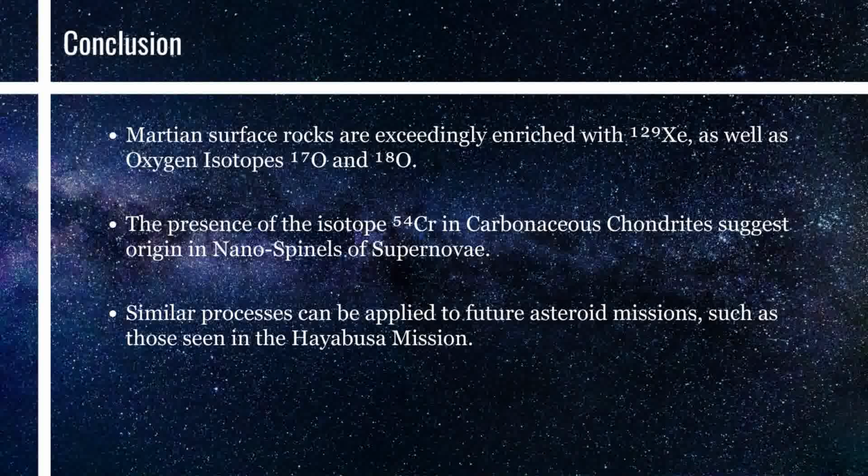Xenon-129 is found in excess in Martian atmosphere and soil, much more so than in Earth's atmosphere. Traces of xenon-129 found in gas bubbles in Martian meteorites suggest Martian origin. Furthermore, oxygen-17 and oxygen-18 are found in consistent ratios in all studied Martian meteorites, creating a dataset to which isotopic composition of other meteorites can be compared against.